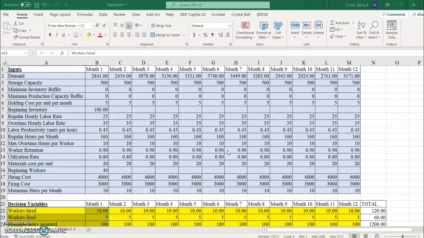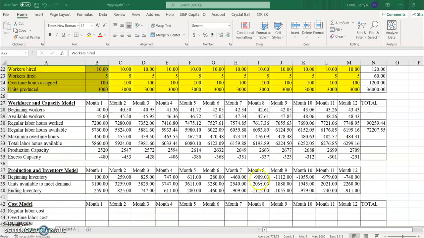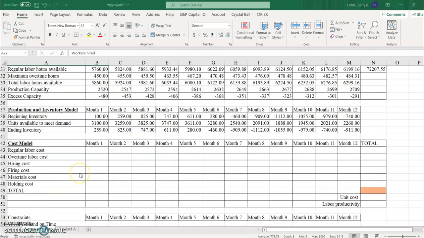This video will continue the sales and operations planning model. And last time we inserted the demand and then also developed the workforce and capacity model and the production and inventory model. So the important thing here is going to be developing the cost model. So we've got several different types of cost in this model.